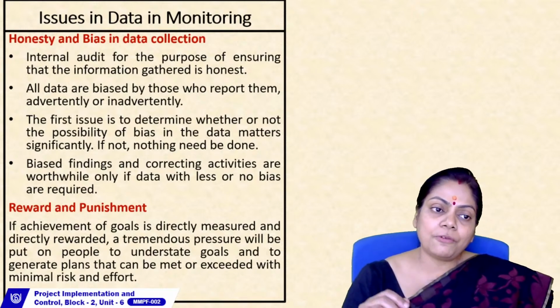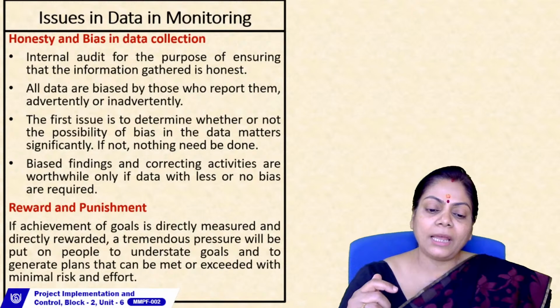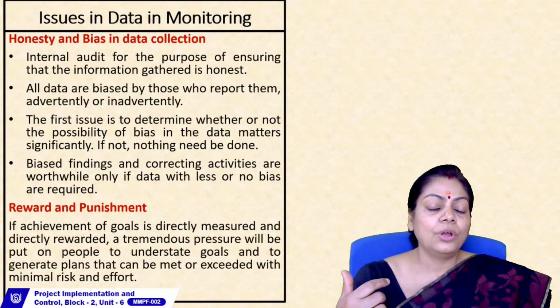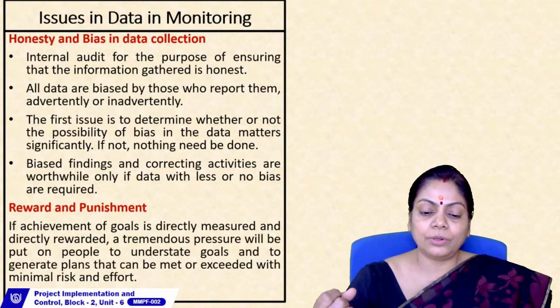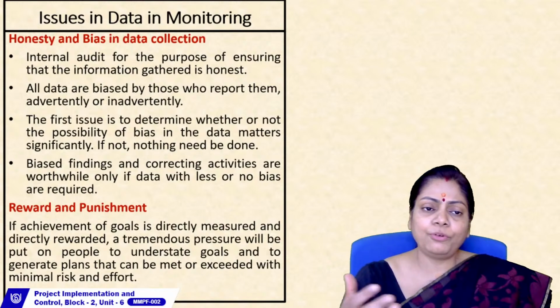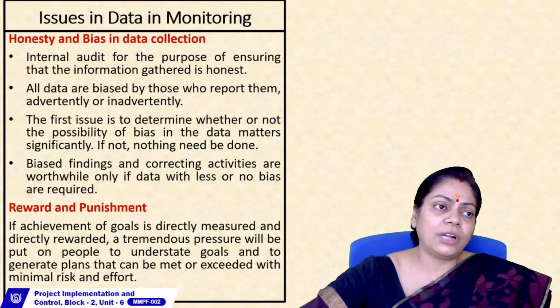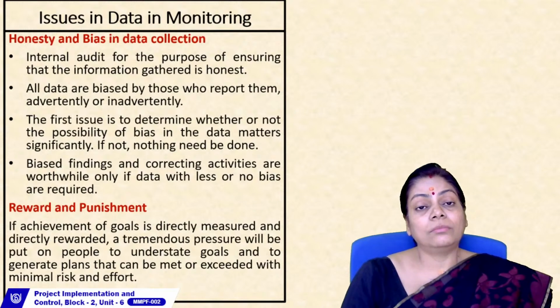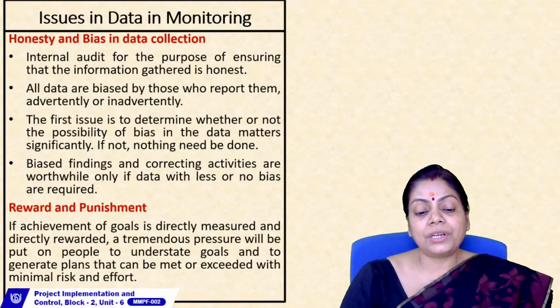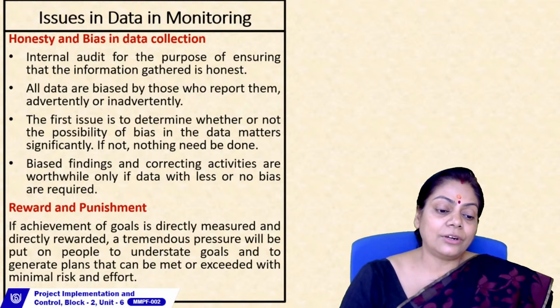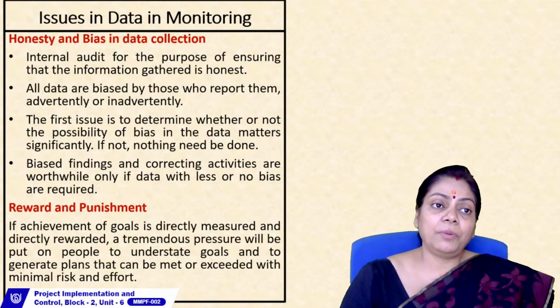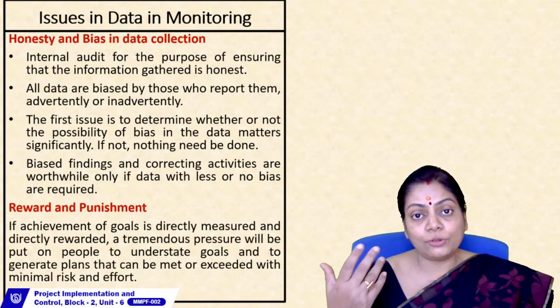Now, the issue of honesty probably can be dealt with if you put in an internal audit. Okay, so honesty can be dealt with. You can check, if you have an internal audit, whether the data has been honestly collected or not. But I believe no audit can serve the purpose of ensuring that there is no bias in the information gathered. Maybe honesty can be dealt with through internal audit, but what about the individual bias?